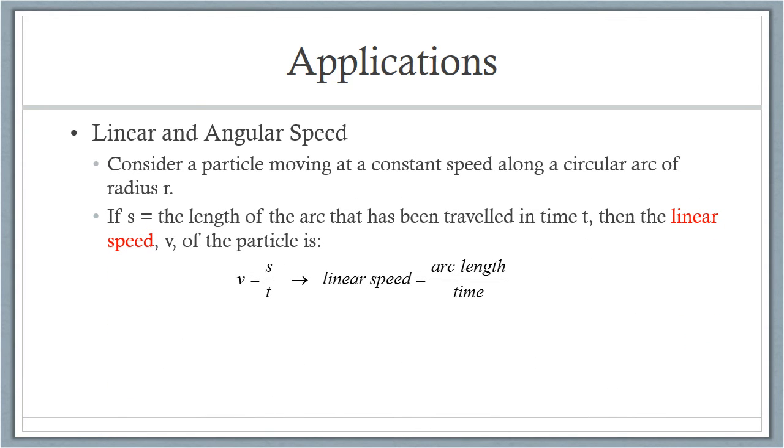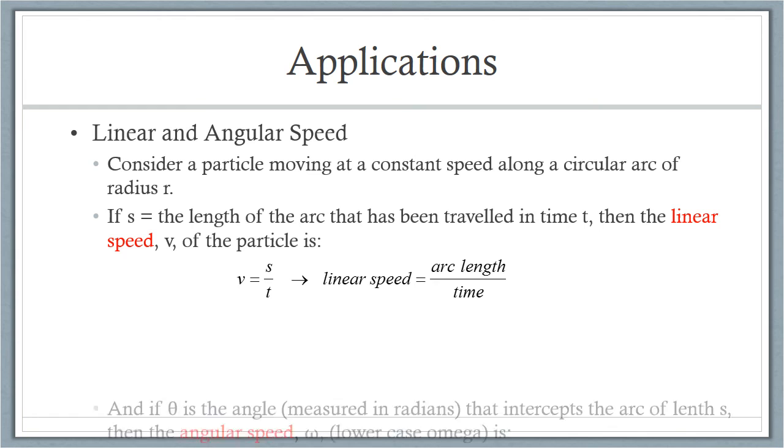If s is the length of the arc that the car has traveled in time t, then the linear speed, or v for velocity, of that car, of that particle, is v equals s over t, or linear speed equals the arc length over time. In other words, how far it went divided by how long it took to get there, which makes sense. We've done that before. It's just instead of being in a straight line, it's curved.